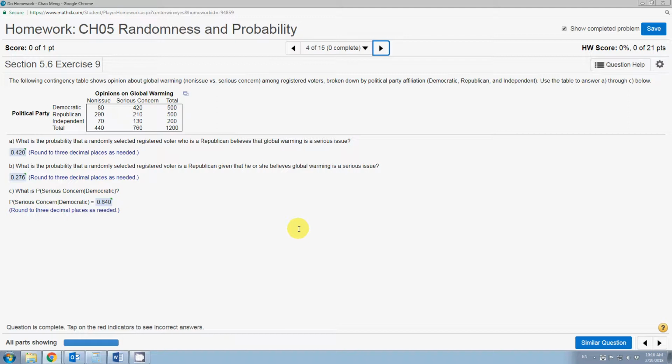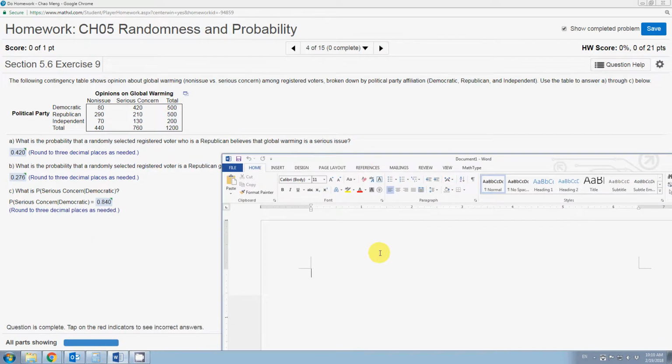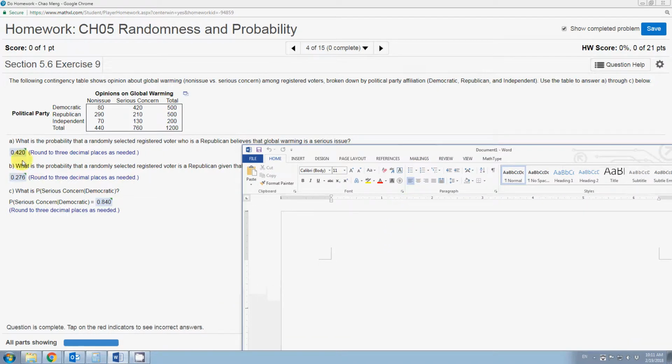So we want to calculate some probabilities. The first part, part A, asks: what's the probability that a randomly selected registered voter who is a Republican believes that global warming is a serious issue? To figure out, is this a joint probability, a conditional probability, or a marginal probability? We learned those three probabilities in this chapter. And as the question says, the voter is a Republican.